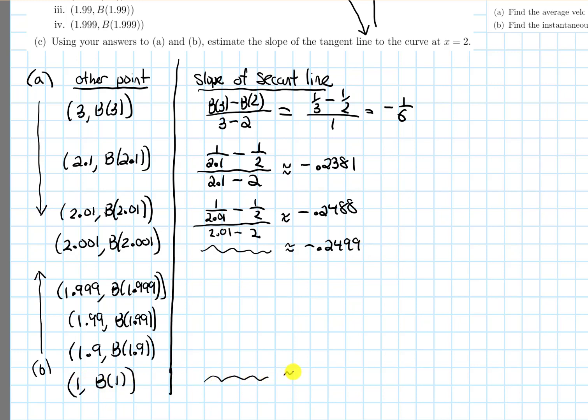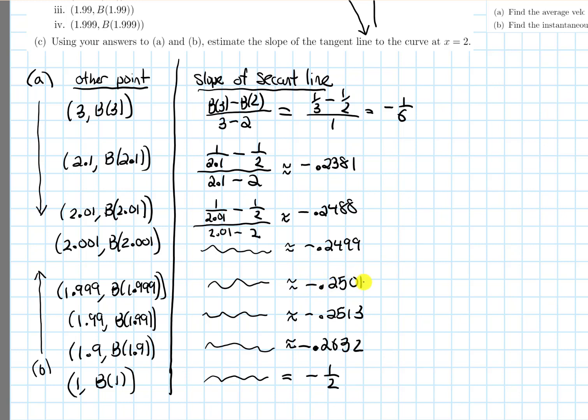And now from the other direction, let me start at (1, b(1)). When I plug in, this is exactly equal to negative 1/2. Then for the rest of these, I'm going to round. For this one, to 4 decimal places, whoops, I should put approximately equal to, because I'm rounding. Negative 0.2632. The next one is going to be approximately negative 0.2513. And then finally, this next one is negative 0.2501.